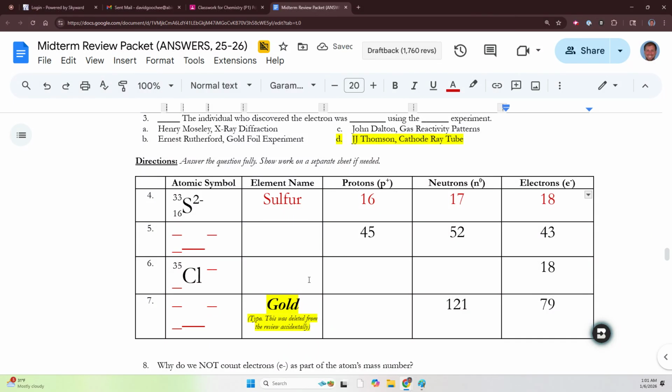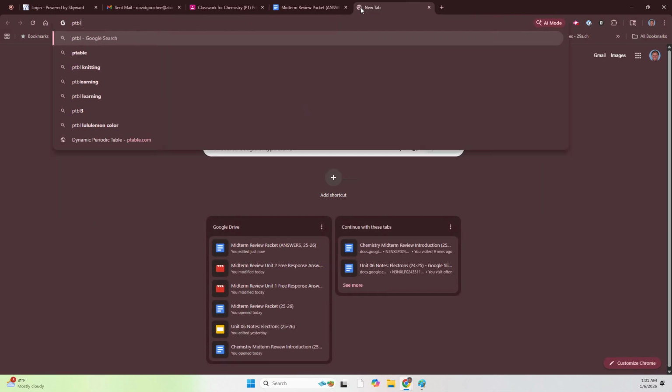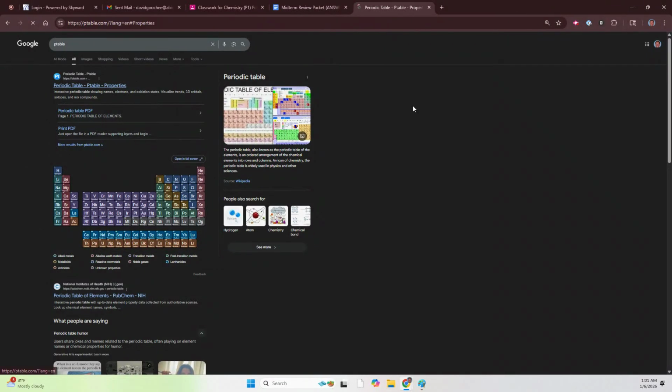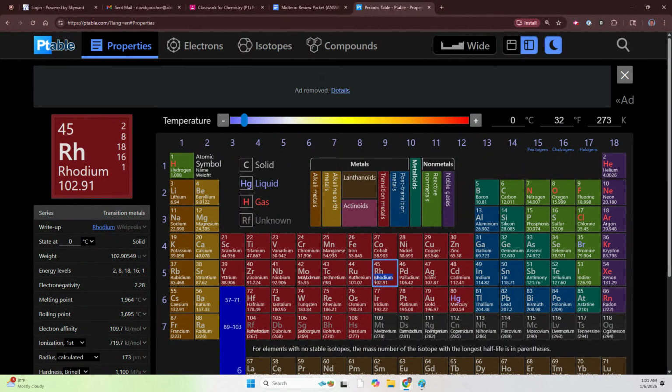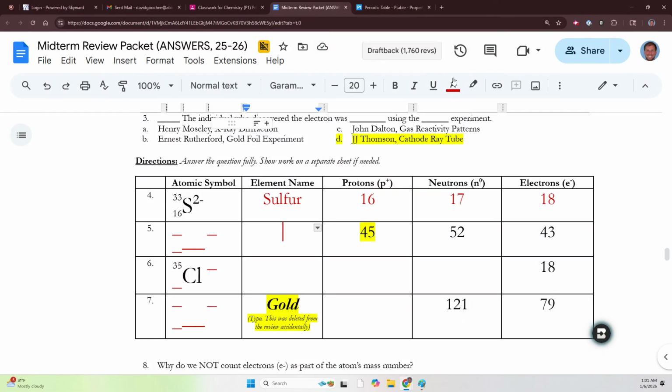All right, on to the next one, number 5. So as always, we're going to start with the protons here. This is 45 protons, which means element 45. So what is element 45? Well, I go to this virtual periodic table. It is rhodium.